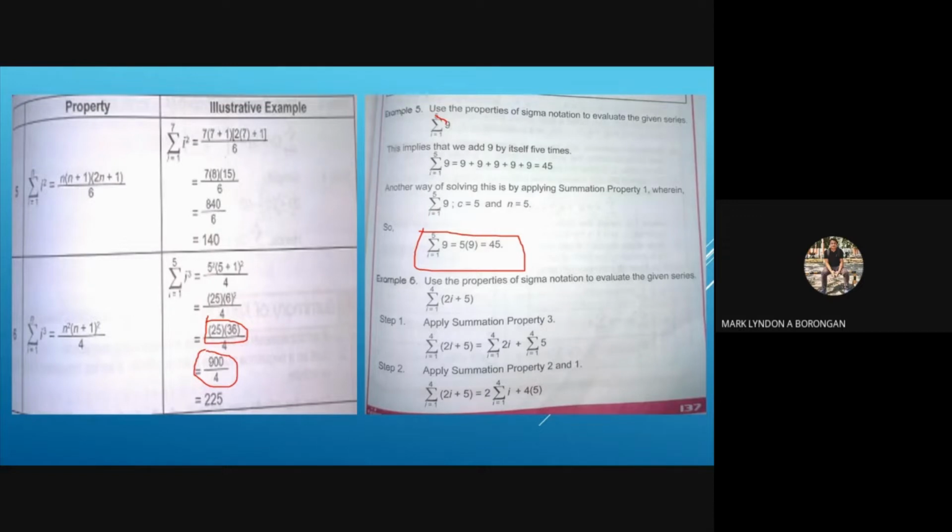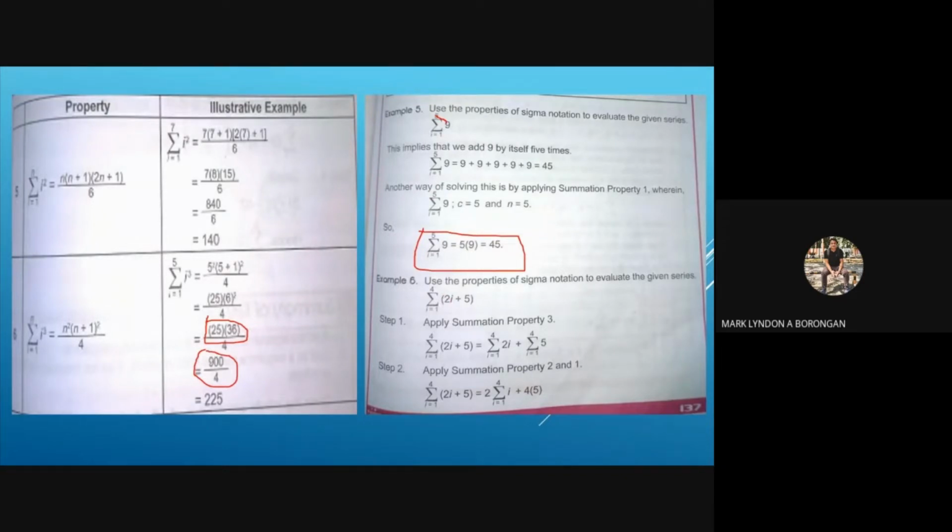The next one uses property 3, which you asked about. So, you're given the summation of 2i plus 5 from 1 up to 4.